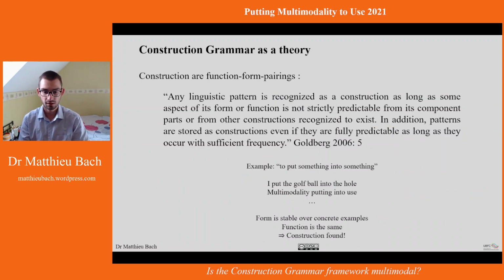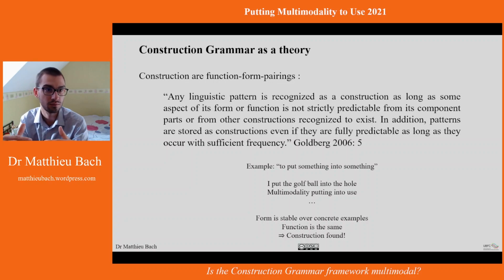But just as a first part in this presentation, I would like to give you again the definition of what a construction is. I take this definition from Adele Goldberg, 2006, in her major book from 2006, but the definition is a bit older, 2003. The idea here is to understand that constructions are form-function pairings, and this is the main point.